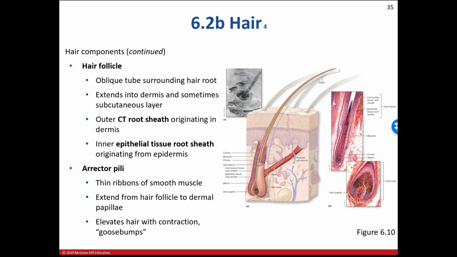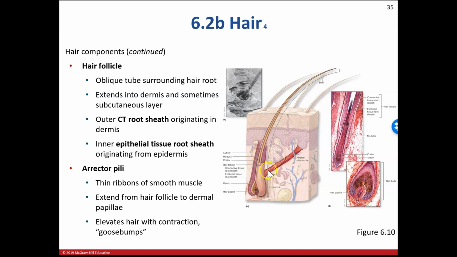And for our hair follicle. Your hair follicle is going to be these layers that are found outside of the medulla, cortex, and cuticle. So these pink and purple layers over here make up the hair follicle. It's an oblique tube that's going to surround the hair root and extends into the dermis and sometimes even into the subcutaneous layer. The outer connective tissue root sheath is going to originate in the dermis, so that's this outer portion in here. And then our inner epithelial tissue root sheath is going to originate from the epidermis.